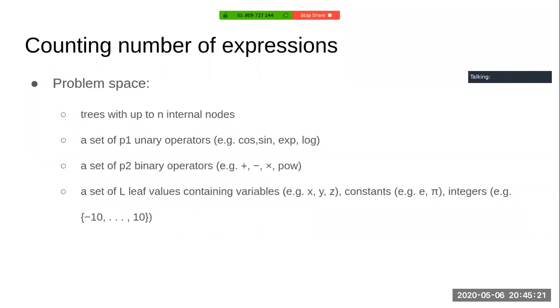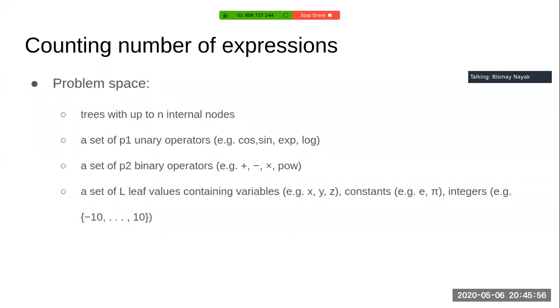Number of expressions. Our problem space would consist of a tree with n internal nodes. There will be P1 unary operators. Unary operators are operators like cos, sine, and exponential and logarithmic functions, which take just one variable or constant as an input. And there is a set of P2 binary operators, which are addition, multiplication, subtraction, etc., where they usually take two inputs and generate one output.